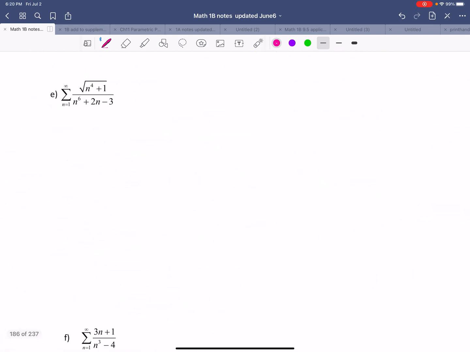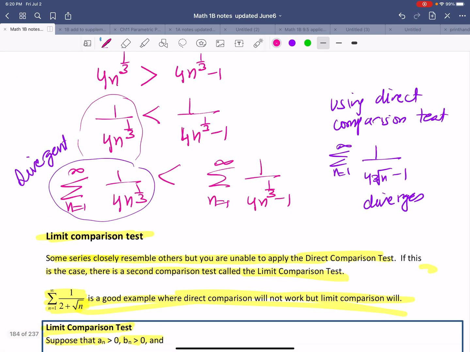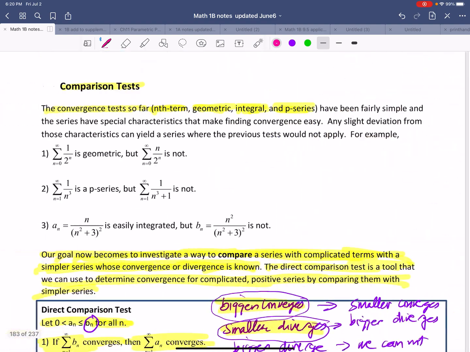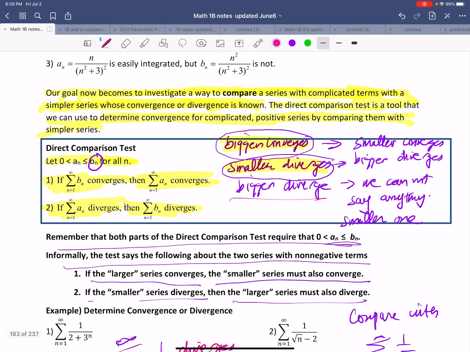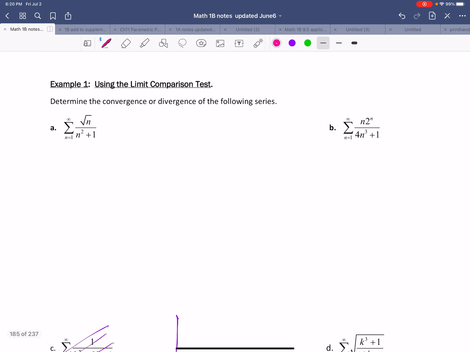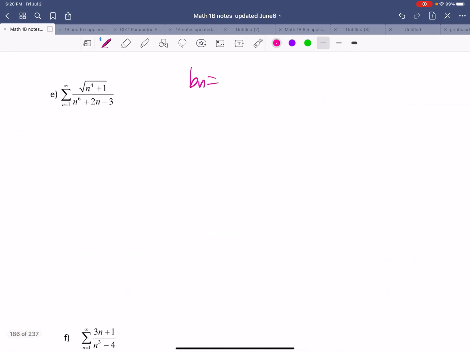Okay, a couple more examples of limit comparison test. Again, when you're trying to think about your bn, we're not doing direct comparison, we're doing limit comparison. You want to find a series whose behavior you know for sure, and it's simpler than the series you're looking at. So here we have n to the 4 square root in the numerator and n to the 6 in the denominator.